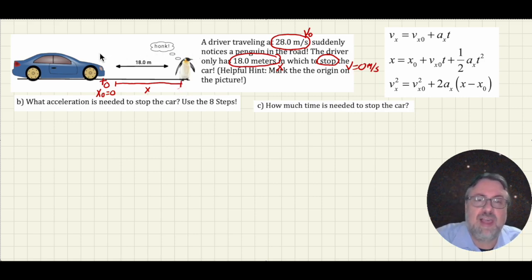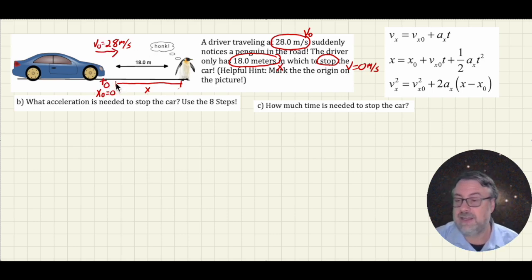And I know that this car has an initial velocity of 28 meters per second. So I have a good understanding of what's going on in this problem. Now, if I didn't have a picture, making a sketch would have been that much more important. Remember, if you cannot sketch the physics problem, you don't understand the physics problem.